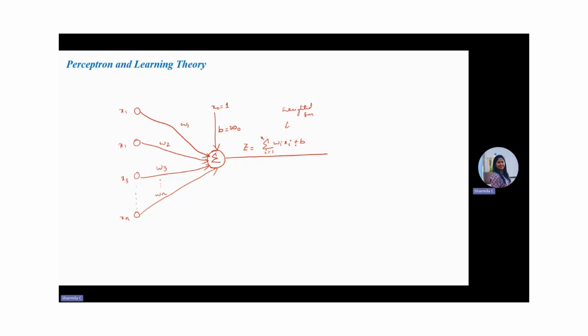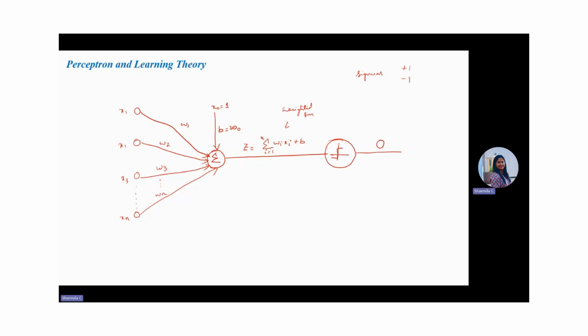Now this input is given to the activation function, because this is the one that is going to map the output. So we are going to give it to the activation function. Here, for example, I'll consider the activation function is the signum function, where we have +1, -1 based on the threshold value. So from here, we are going to get the output.